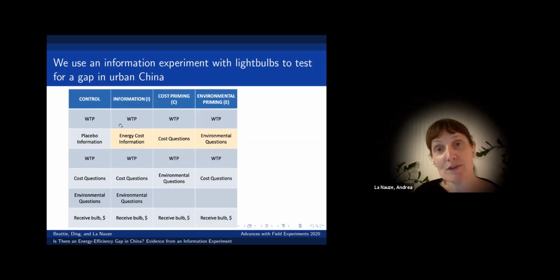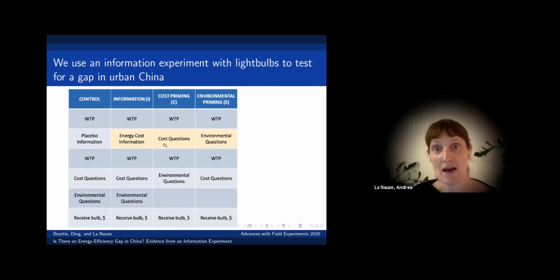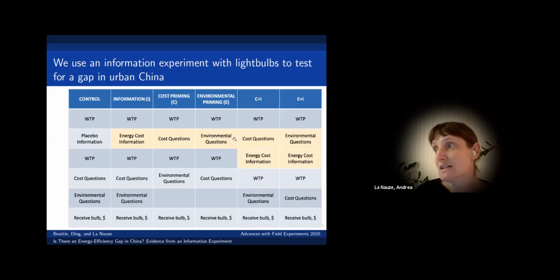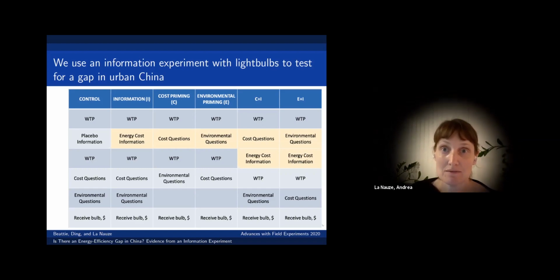In our experiment, we also implement a series of priming treatments, which is designed to draw attention to the energy cost of using light bulbs without informing participants, and secondly, to draw their attention to the environmental consequences of energy consumption. Now, in practice, these treatments are implemented by reordering the modules in our initial experiment. We also interact these treatments with additional treatments, including the energy cost information. We implemented the experiment in 2018 in Beijing with 1,300 participants in person.